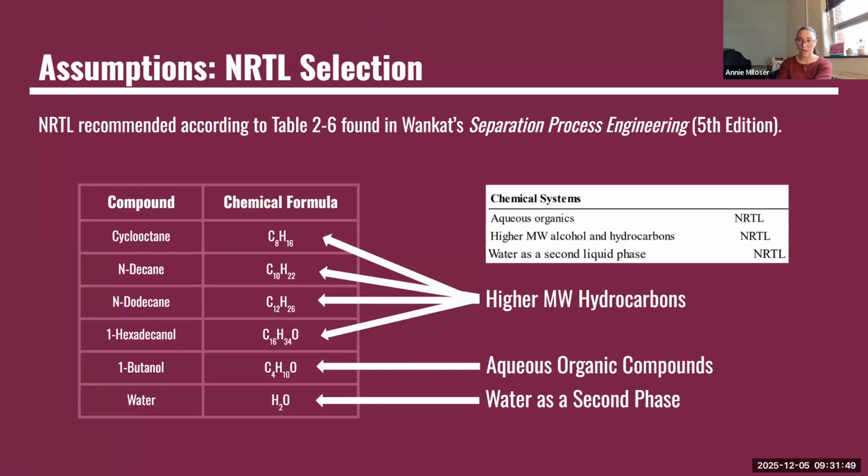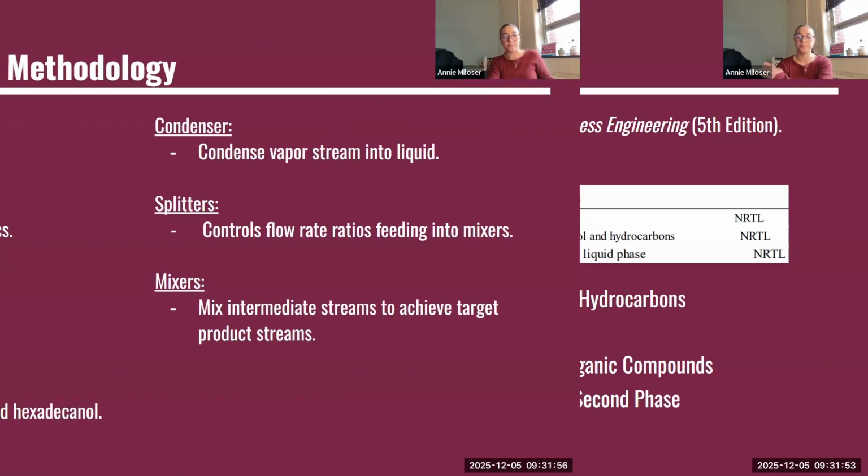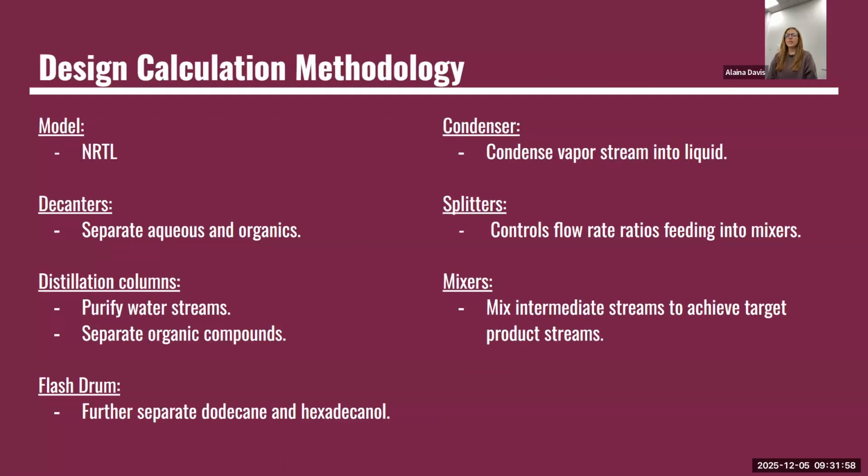We use the NRTL selection based on what was in our feed stream, and it's listed here. For design methodology, we use the NRTL thermodynamic model because it accurately represents systems with partial miscibility and strong non-ideal behaviors, which aligns with the composition of our feed containing hydrocarbons, aqueous organics, and water.